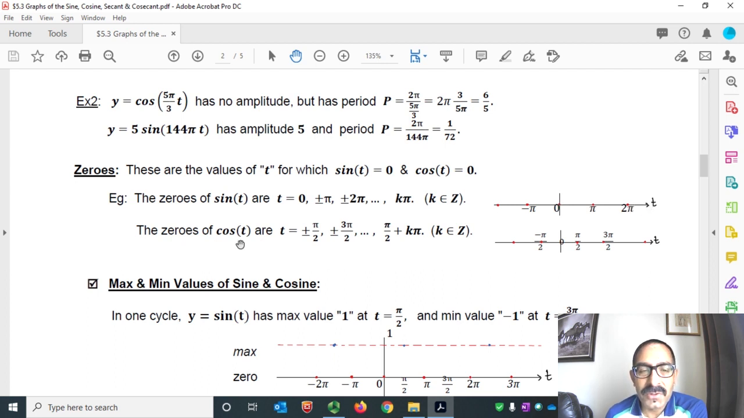Similarly, the zeros of cosine t are at plus minus pi half, plus minus 3 pi over 2, at pi half plus k pi, where k is an integer.